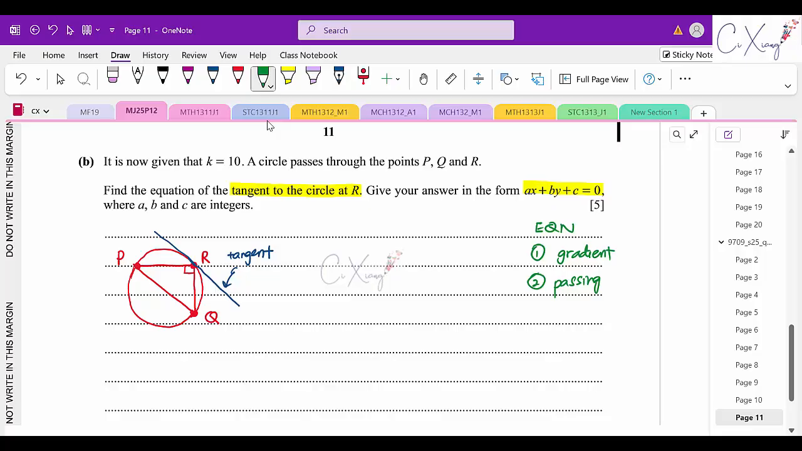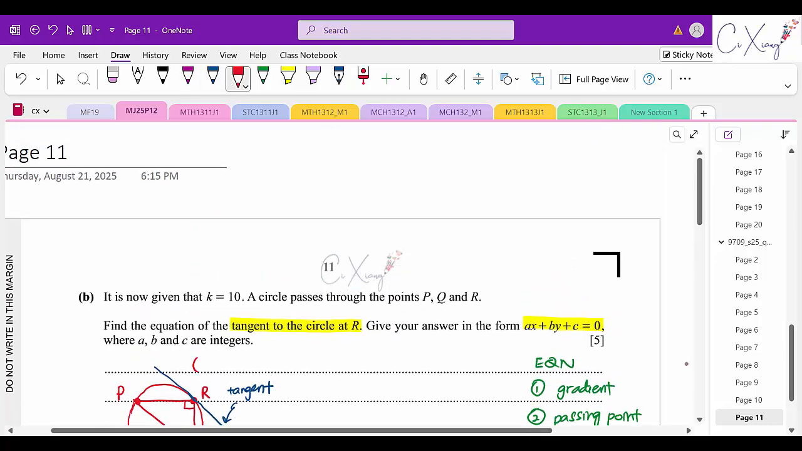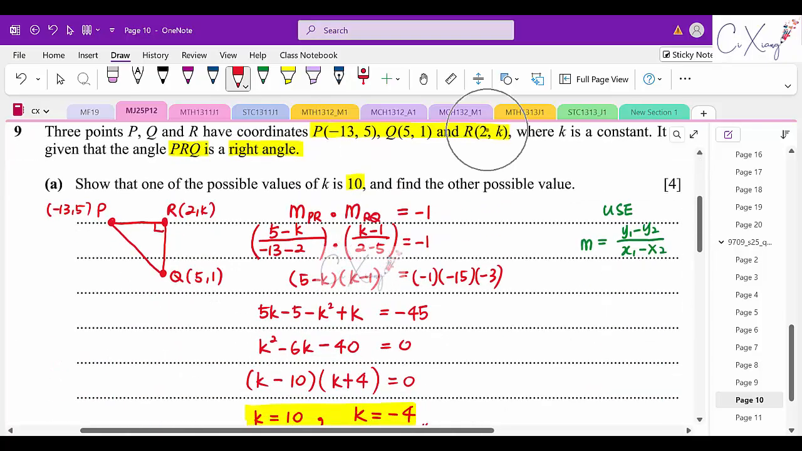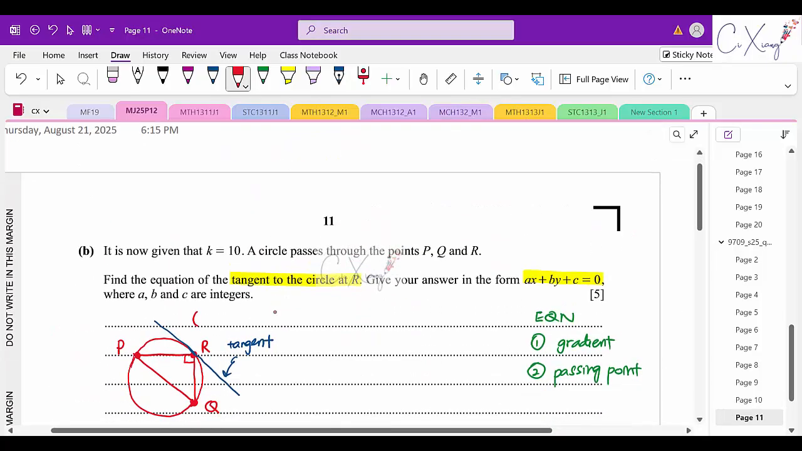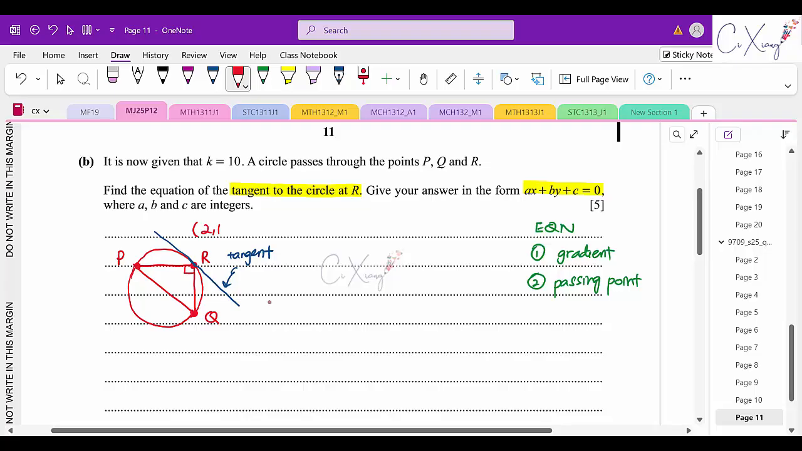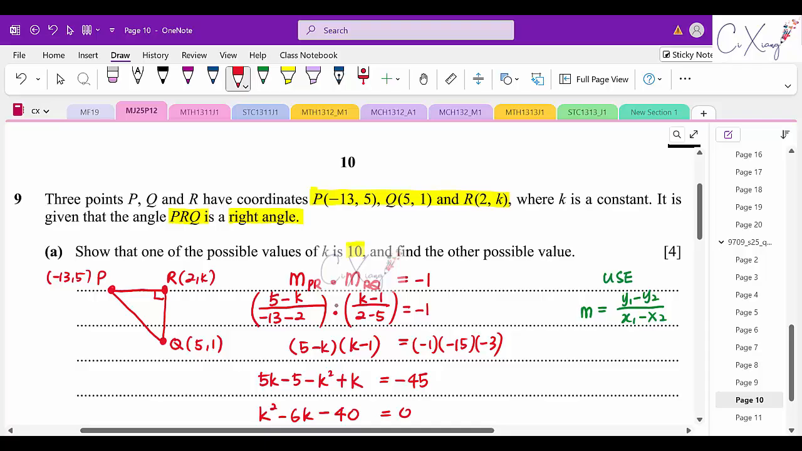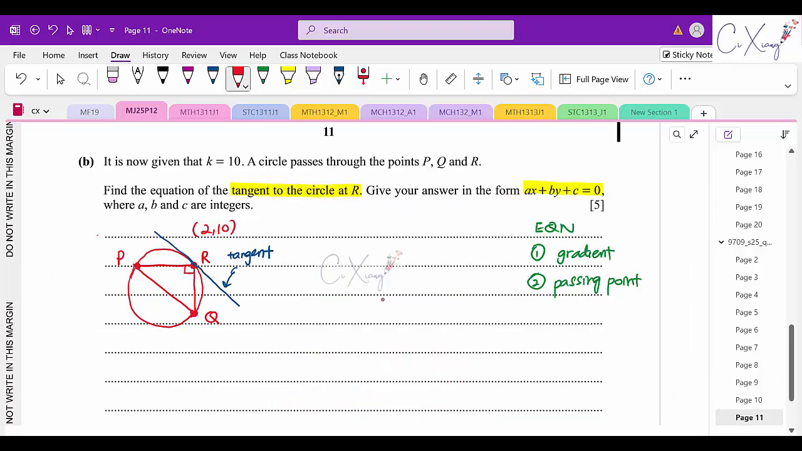The passing point of the line I already have. The passing point will be the point R. We already know that R has coordinates (2, k), and here they say k is 10, so R is (2, 10). What is P again? P is (-13.5, 5.1). Okay, so we have the passing point.